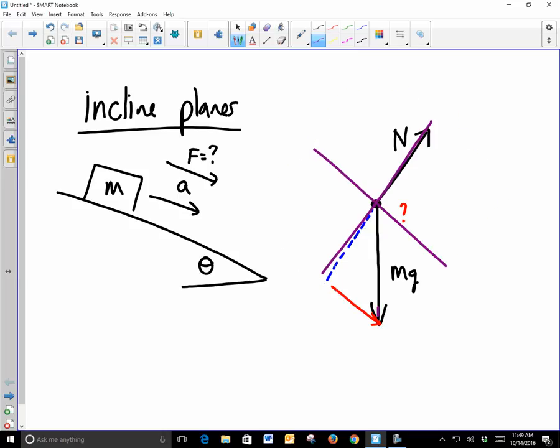Now, what I'm able to do here, and I'll look at these things. Normal force is now in the y direction. If I had friction on it, that would be in the x direction. And most importantly, my acceleration is now in the x direction. So all of my things line up with my new coordinate system, my new axes, except for mg.